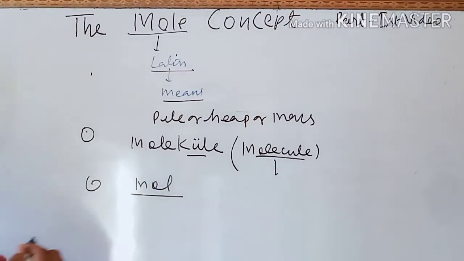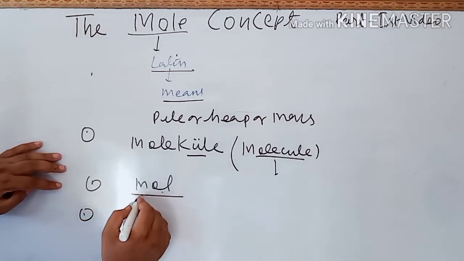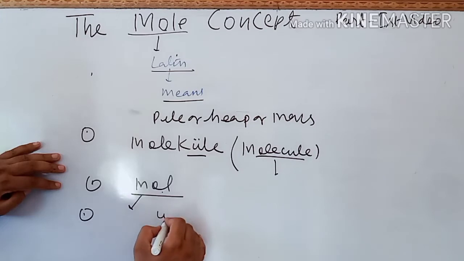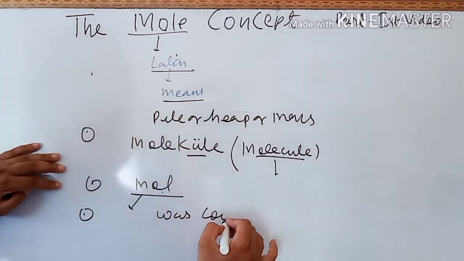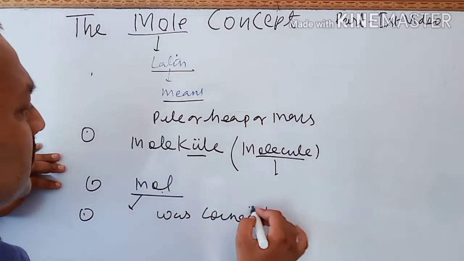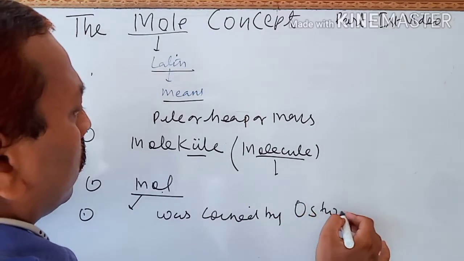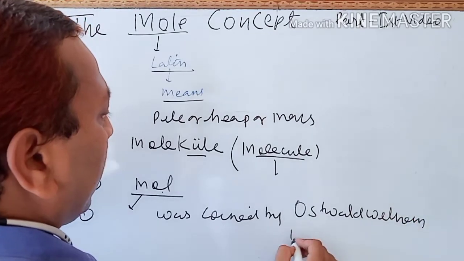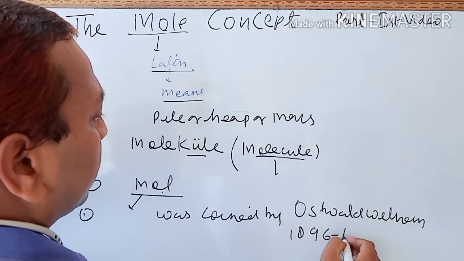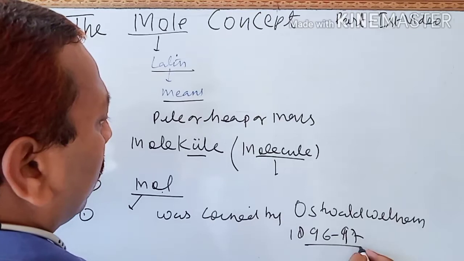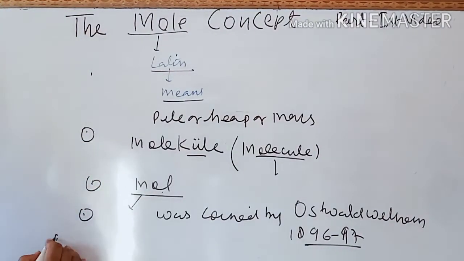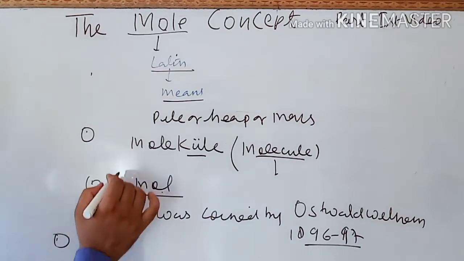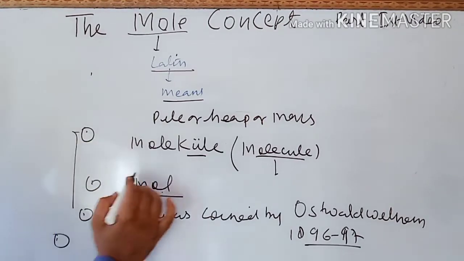Now, the word mole was first coined by the scientist Wilhelm Ostwald in 1896 or 97. Alright, this is the time.